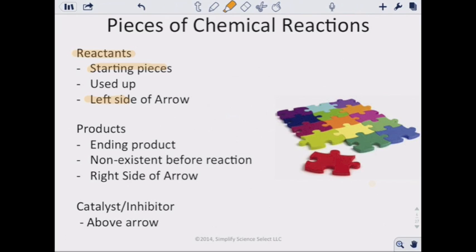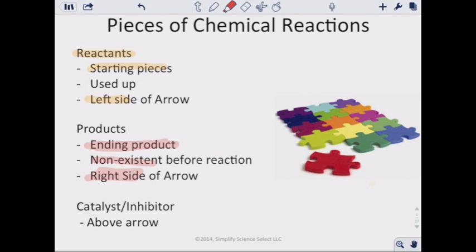Now, products, on the other hand, are the ending thing, the ending product. It's what comes from the reactants. They are nonexistent before the reaction takes place, and then after the reaction is complete, you have the product, or what is created. Normally, in general, they're on the right side of the arrow. They can switch sides, and we'll see that in an equilibrium equation, which is just a big word that means a chemical reaction that goes backwards and forwards.